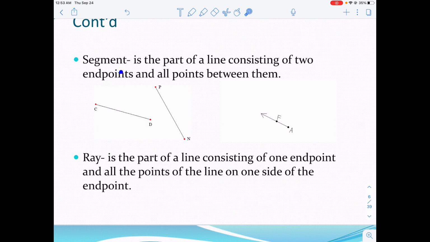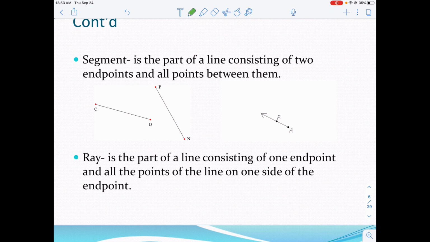So our next term is segment, and a segment is very similar to a line. So let's talk about what the definition is. A segment is the part of a line consisting of two endpoints and all the points between them. The similarities of the line and the segment is that they both have points, at least two points. And in between those two points, they have many, many points in between them. The only difference is that a line is never ending, it keeps going, and a segment has two stop signs.